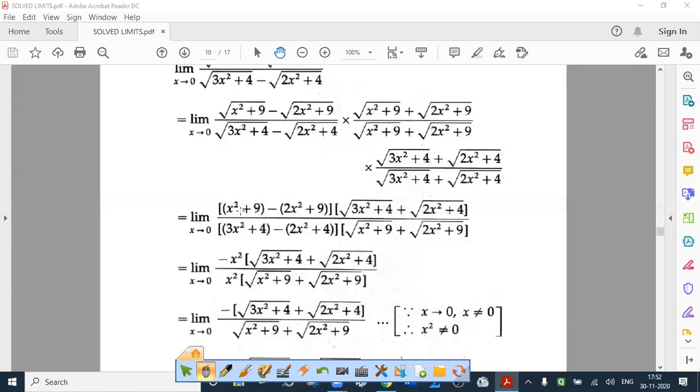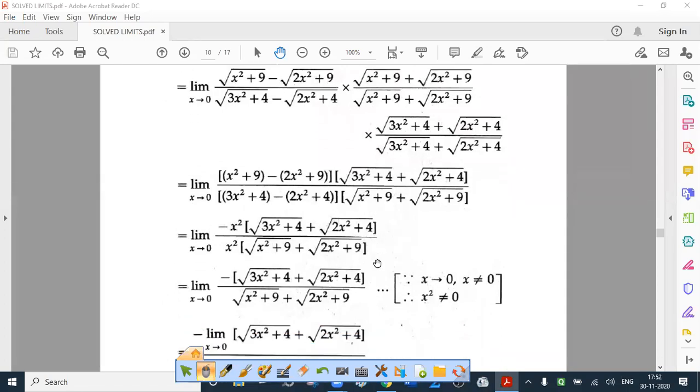Now open the bracket: x square plus 9 minus 2x square minus 9. So just minus x square. And here only x square. Yes, we were looking for this factor only because it is giving the 0 by 0 form. So cancel that. Once you cancel it, take the limit.